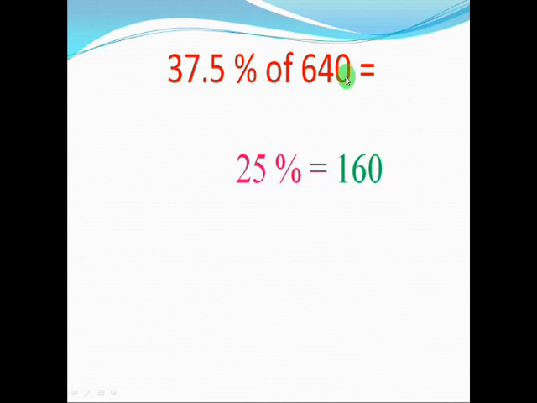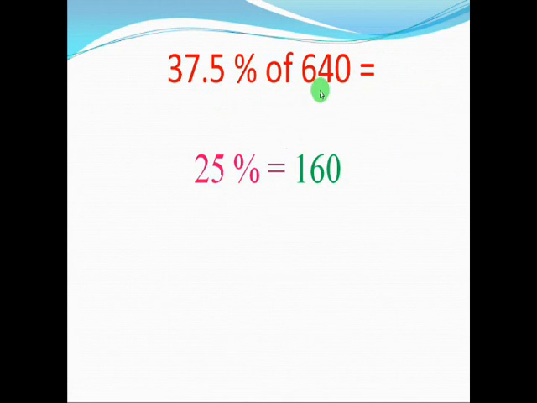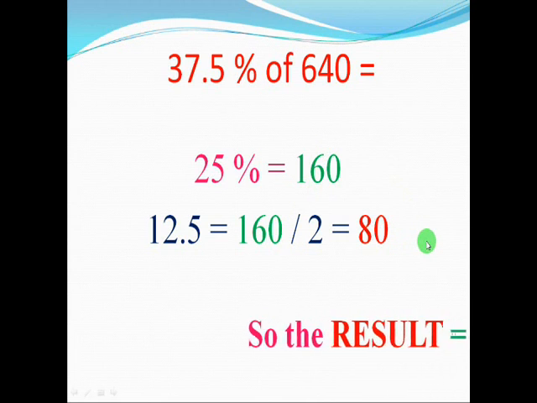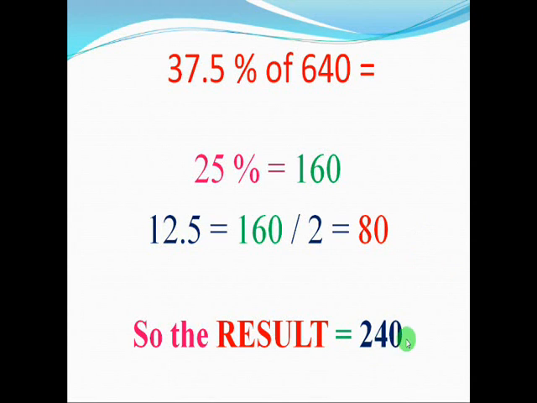First find the 25% of the given number. 25% of 640 is 160, that is nothing but dividing by 4. Then when we subtract 25% from 37.5%, we still have 12.5% remaining. 12.5% is nothing but 25% divided by 2, so it's 160 by 2. So the final answer will be the sum of 160 plus 80. It's 240. We got the same answer in less time and with less effort.